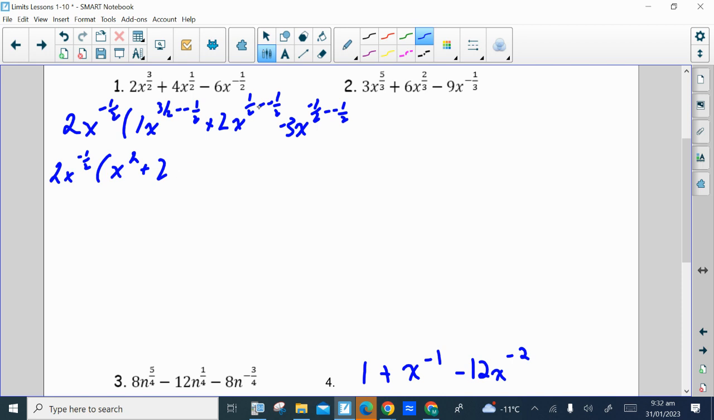For the second term, 1/2 take away negative 1/2. Again, a minus minus becomes a plus positive. It becomes 1/2 plus 1/2, which is 1. And for the last one, it'll be negative 1/2 plus 1/2, which is 0. And x to the 0 is 1. So that last term is just minus 3.